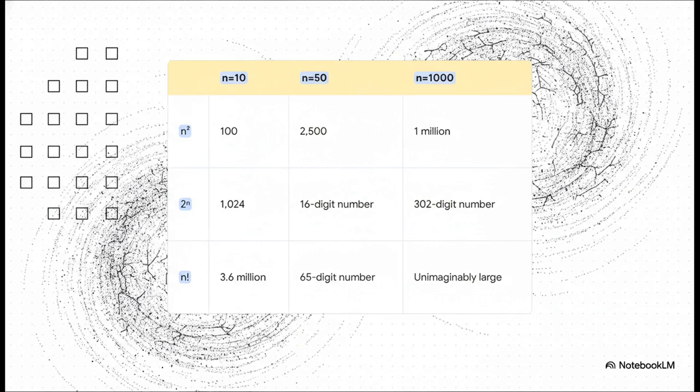For a small input of 10, the numbers are big but not crazy. But jump to an input size of just 50. The quadratic algorithm takes a manageable 2,500 steps. The exponential one, it needs a number with 16 digits. And factorial, that needs a number with 65 digits. We can't even comprehend a number that big.